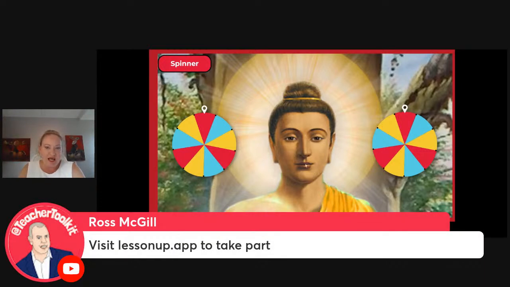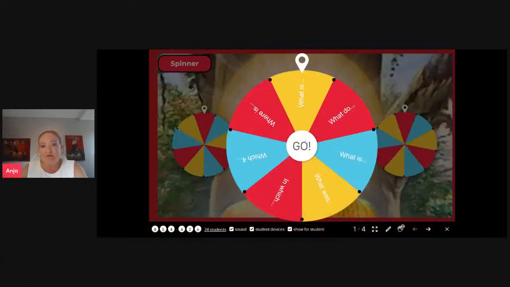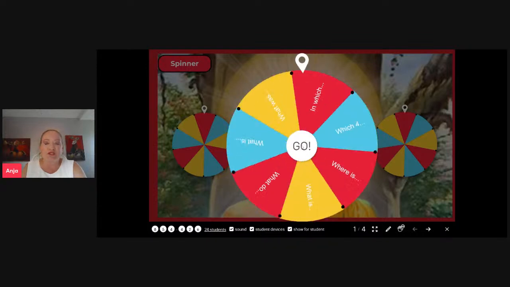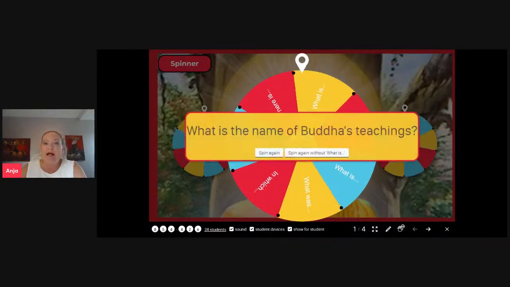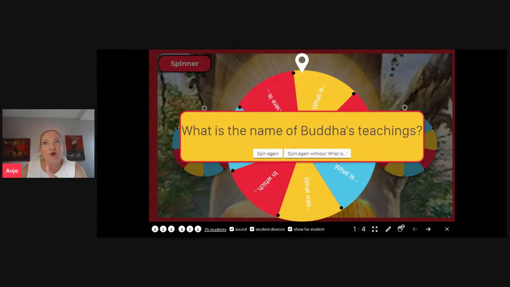That's really great. I have here 2 spinners. This is from one of my classes of Buddhism. The first spinner, I'm going to start now, is with questions. I put questions in here. So if you don't want the names of the students, you just mark elements, and then you can put questions in. What is the name of Buddha's teaching?